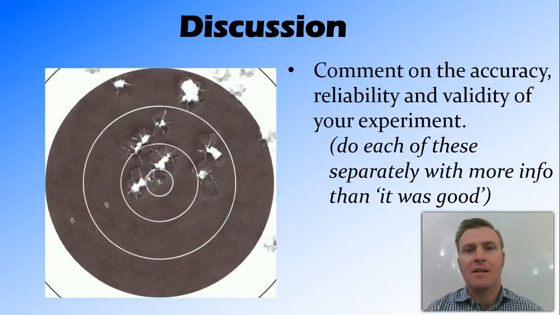You need to make some sort of comment about the accuracy, reliability, and validity of your experiment, and I'll do a separate video on this, explaining those three concepts. Now, when you do these, you need to actually separately talk about them. It's not good enough to say, my experiment was very reliable and accurate because I did a good job. So you need to actually talk individually about each one and provide information.